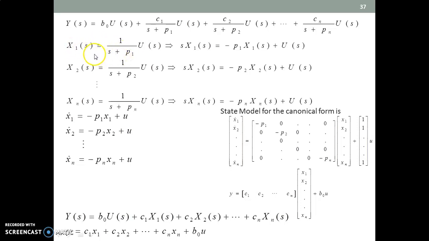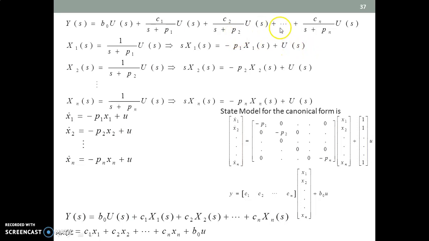Just cross multiply here. What you will get? s into X1(s) plus p1 into X1(s) equals U(s). We want only first order differential terms, that's why we keep only s into X1(s) on the left side and the remaining term on the right-hand side. So s into X1(s) equals minus p1 into X1(s) plus U(s).